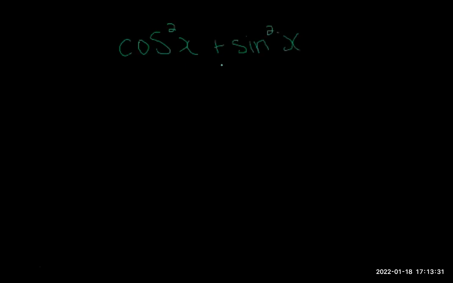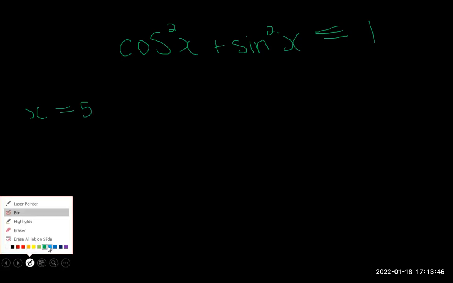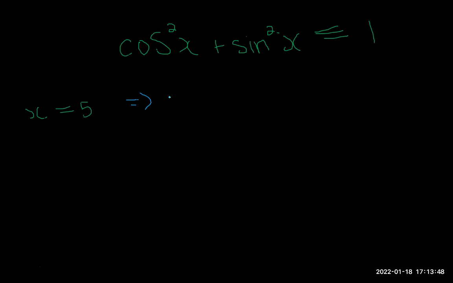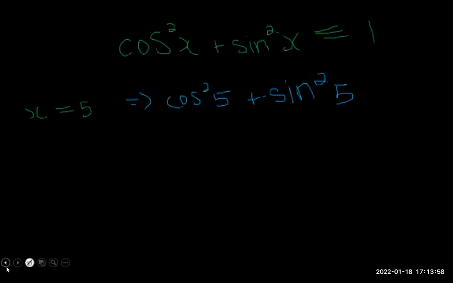Squared x, and according to that identity, this is supposed to give me 1 for all values of x. So let's say x is equal to 5. When x is equal to 5, then cos squared of 5 plus sine squared of 5 is supposed to give me 1. Okay, well, let's see.